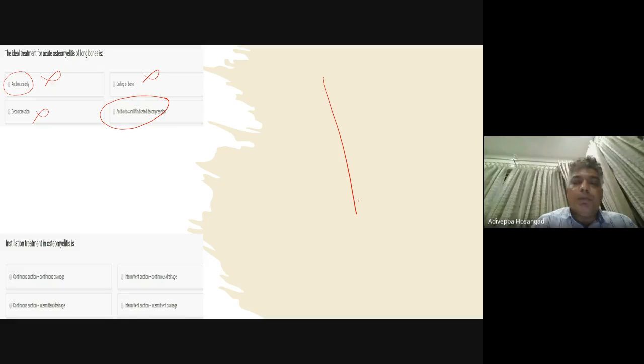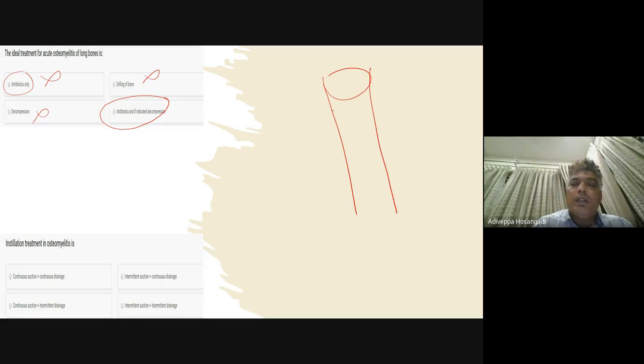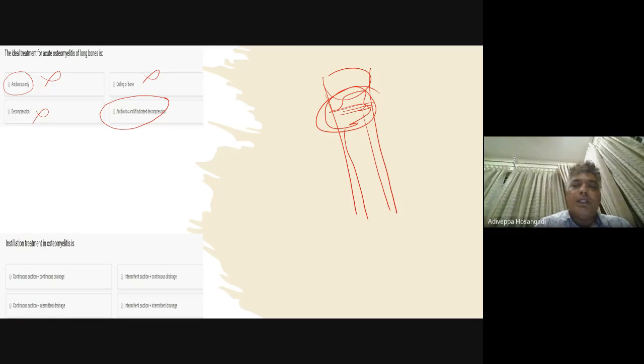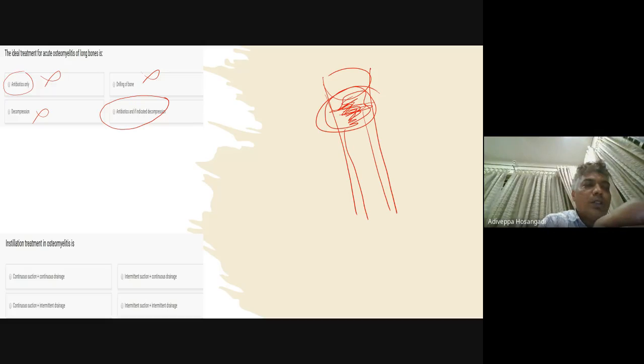Just decompression or drilling of the bone. Decompression, please remember, in osteomyelitis, I'll just explain. Most commonly it affects your metaphyseal region, this part. So most important is, if there is a pus collection in this, you have to let it out. In any acute osteomyelitis, there is always a collection of pus. You have to let it out.